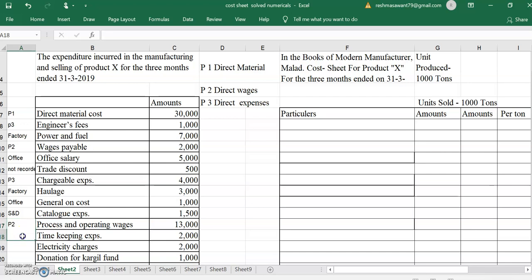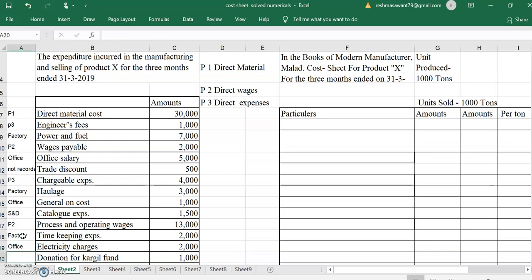Next, timekeeping expenses. Timekeeping expenses are always related to the factory workers, and are recorded under the heading of factory. Electricity charges: it is not mentioned for which purpose electricity charges are given. So in this part, electricity charges are recorded under office expenses.